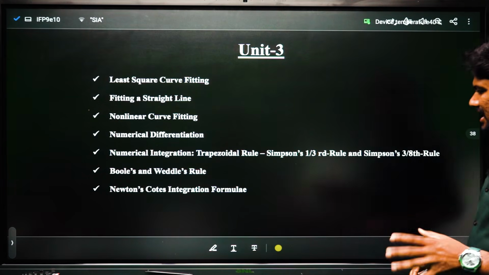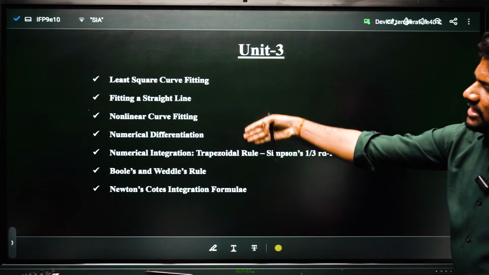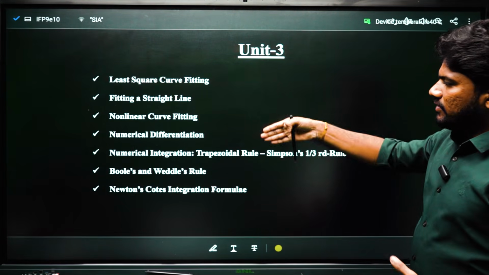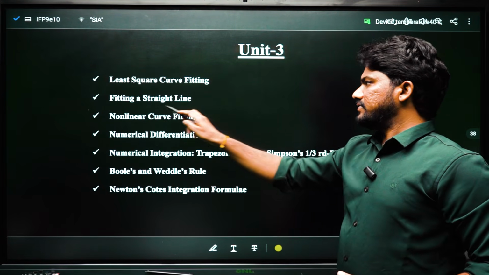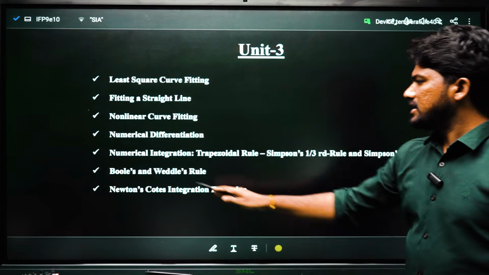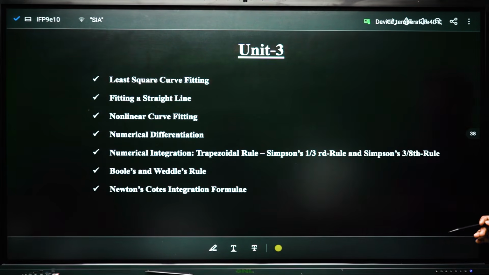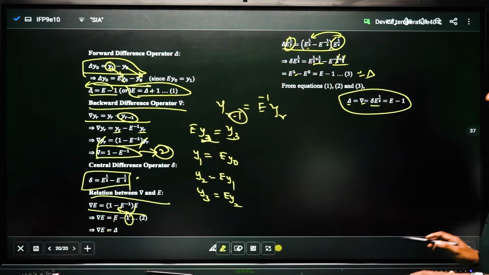Now, very easy and important unit, unit 3. These are the topics we are going to cover in the coming slides: least squares curve fitting method, fitting a straight line, non-linear curve fitting, numerical differentiation, numerical integration, trapezoidal rule. From this unit you need to mainly focus on these three conditions.